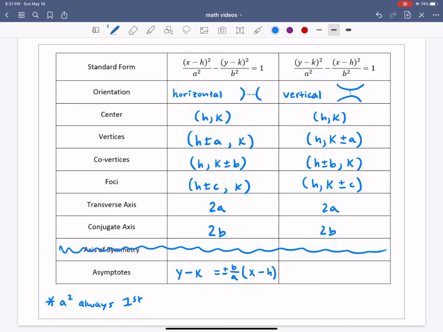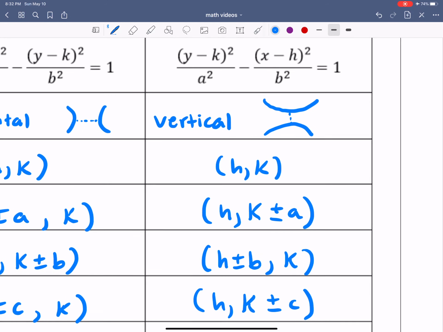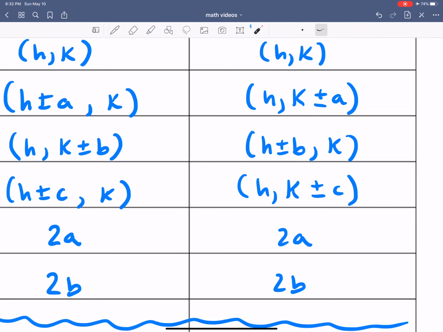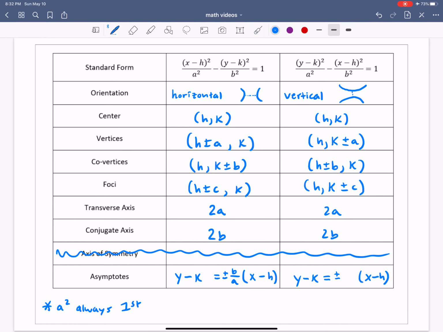And now let's talk about the asymptotes. The asymptotes here are still going to be y minus k equals plus or minus some slope times x minus h. Now let's go back and look at our picture. Remember, rise over run is how we find slope. If this is the center, do you rise a or do you rise b? Well, I'm going up to the vertex, which is a, so I rise a and I run b. So the slope here is going to be a over b.